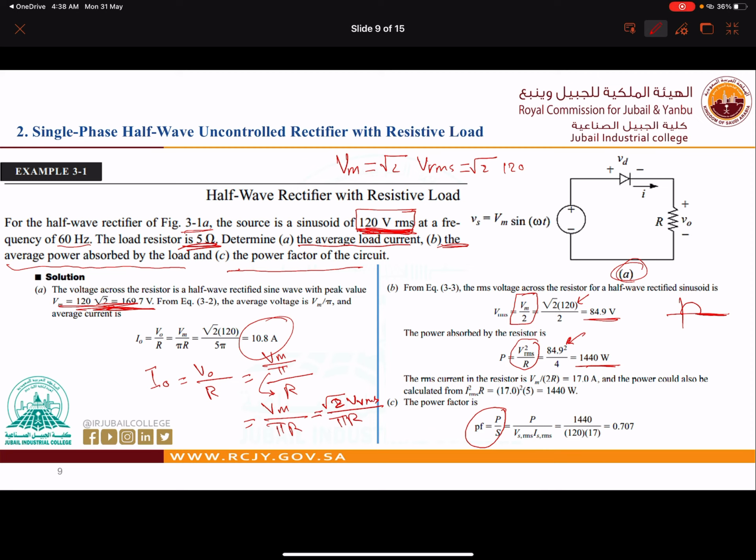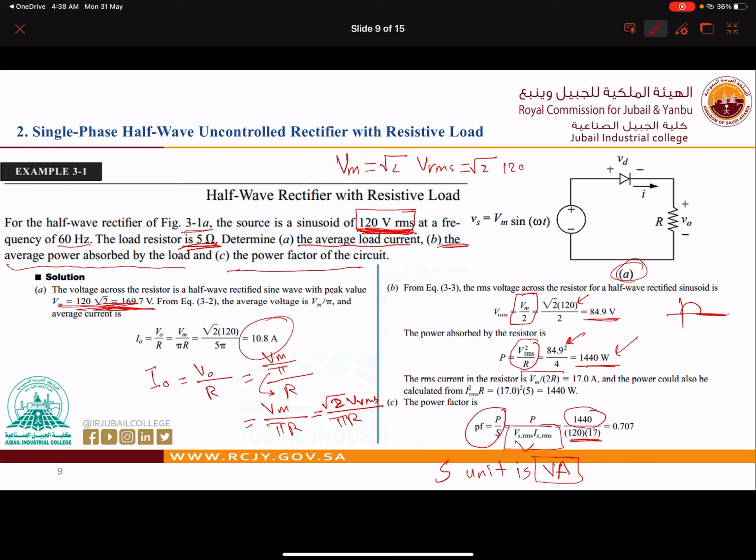Now P is already found here, which is 1440. For S, the apparent power is basically V multiplied by I, because the apparent power unit is volt-ampere. So it is voltage multiplied by current, the RMS voltage multiplied by the RMS current of the source, right? So 120 multiplied by 17. Now how can we get 17?